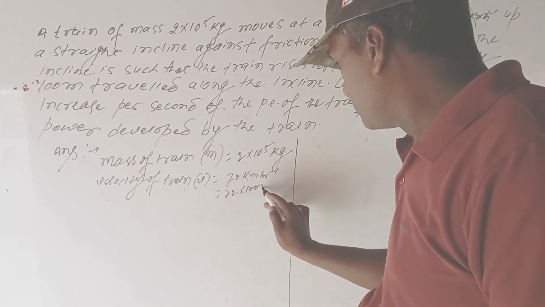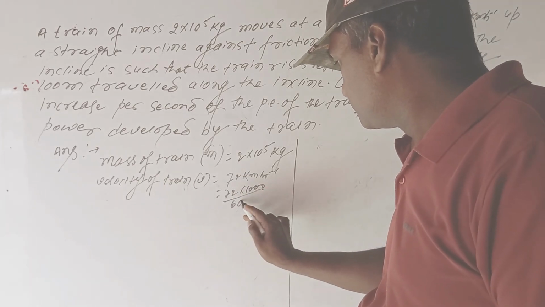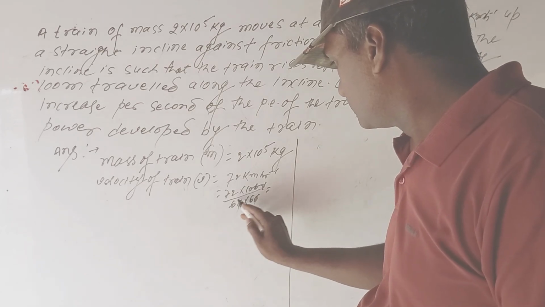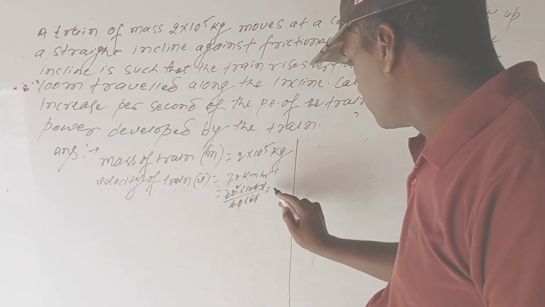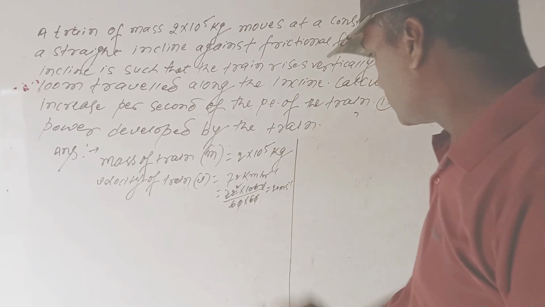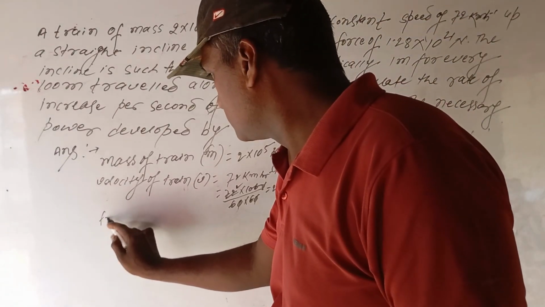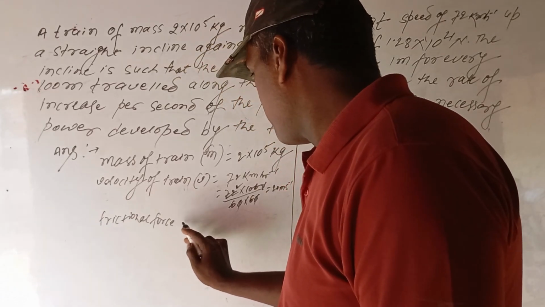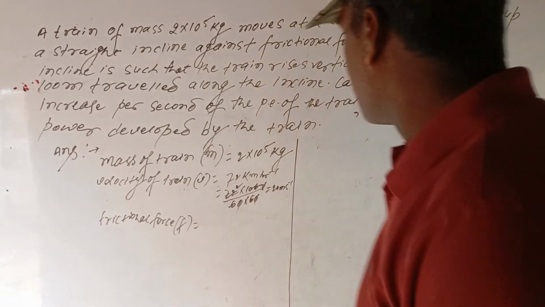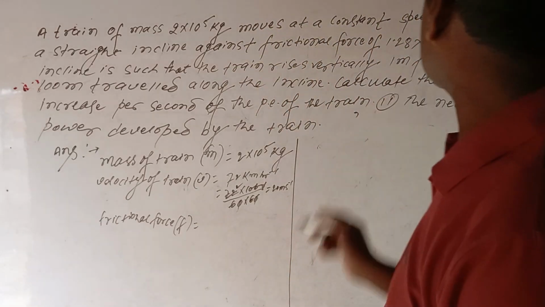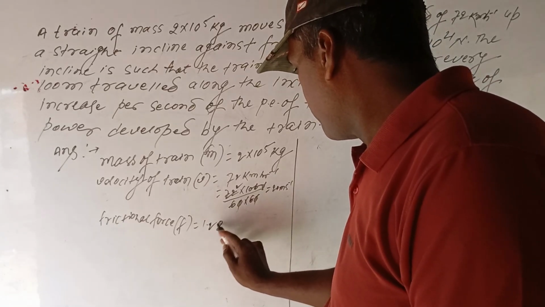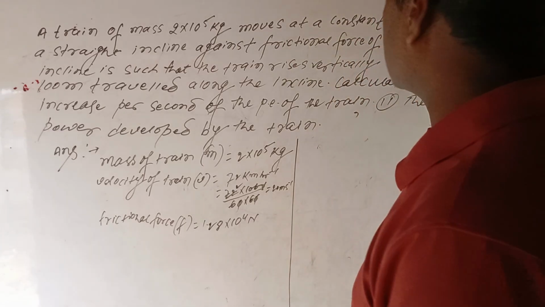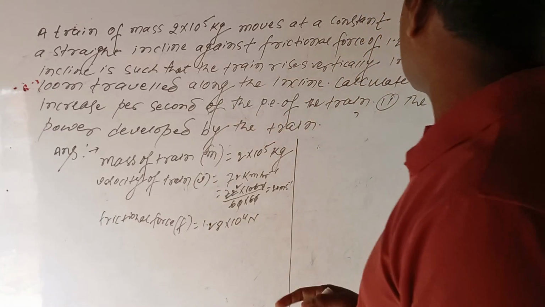Here we have to find the rate of increase of potential energy and also the power developed by the train. The mass of the train is 2 × 10^5 kg. The velocity of the train is 72 kilometer per hour. Kilometer per hour is not an SI unit, therefore it is converted into meter per second by multiplying by 1000 and dividing by 3600. And the frictional force is given as 1.28 × 10^4 newton.